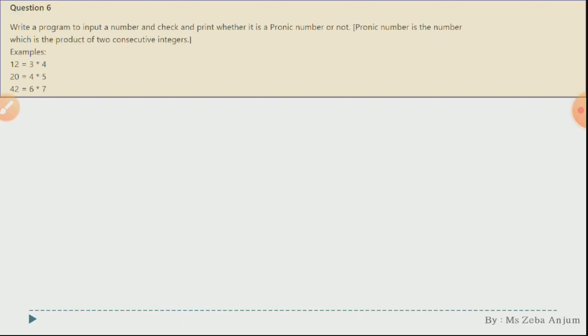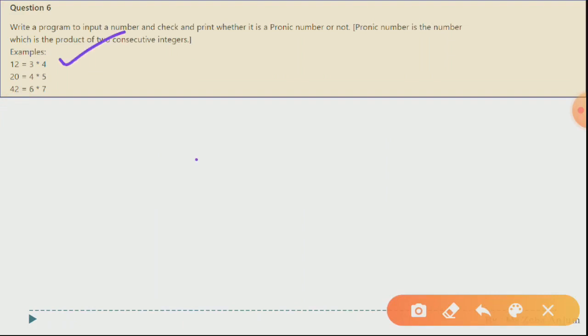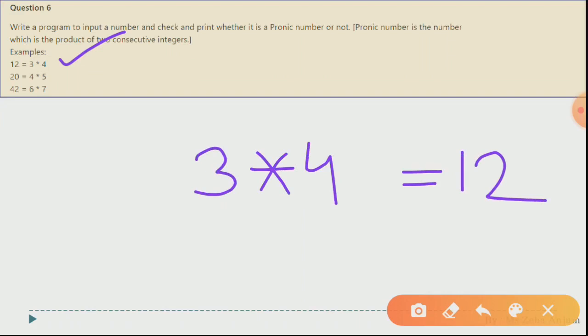Okay, consecutive मतलब एक साथ आने वाले जो दो integers होते हैं उनका product. Like मैं एक सीधे example, 12 इक्वल्स टू 3 इंटू 4. सो 3 के बाद आपका क्या आता है? कॉन्जिक्यूटिव इंटीजर में 4 आता है, एंड इफ यू मल्टीप्लाई बोथ दीज यू विल बी गेटिंग व्हाट? यू विल बी गेटिंग 12. ओके, नाउ अगेन 20, 4 इंटू 5, अगेन 42, 6 इंटू 7.